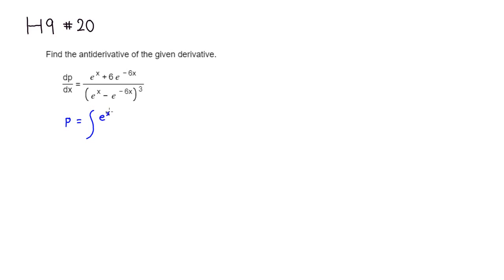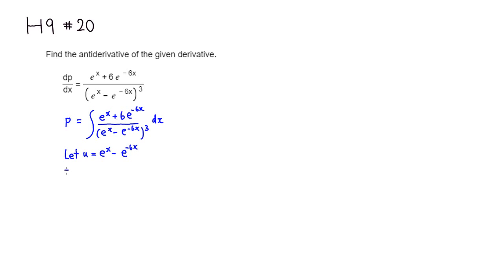So you have the integral of e to the x plus 6e to the negative 6x over the quantity e to the x minus e to the negative 6x, raised to the third power, with respect to x. I'm going to use substitution here. I'm going to let u be this expression inside the parentheses. So u equals e to the x minus e to the negative 6x.